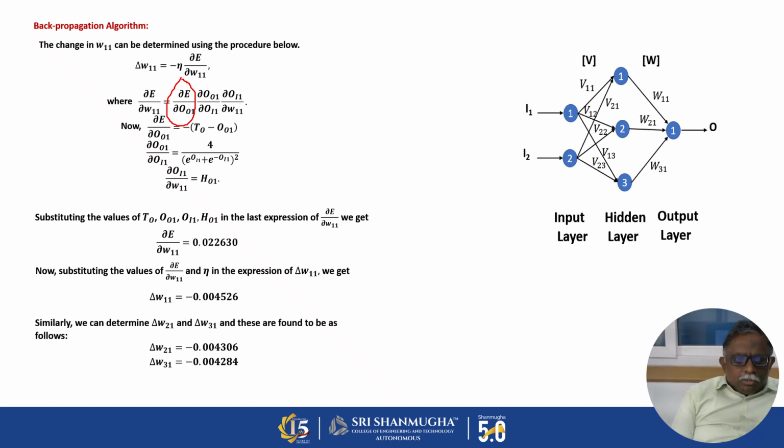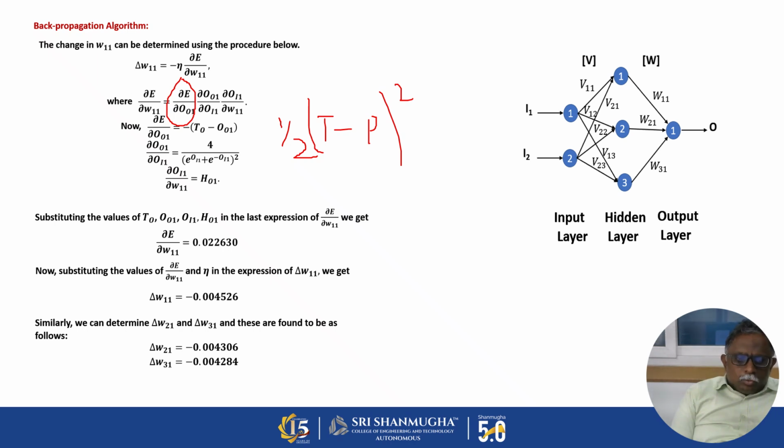This is going to be dou E divided by dou O1, which is equal to dou of half into target minus predicted whole squared. If you differentiate, you will end up with this. Similarly, we can do dou O1 divided by dou I1, that is, output with respect to input. When you differentiate the tanh function, you will end up with this, and with the values you have, you will get the gradient value.